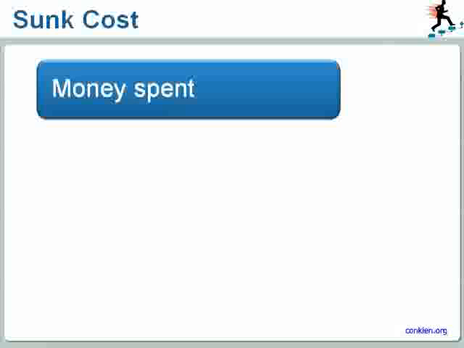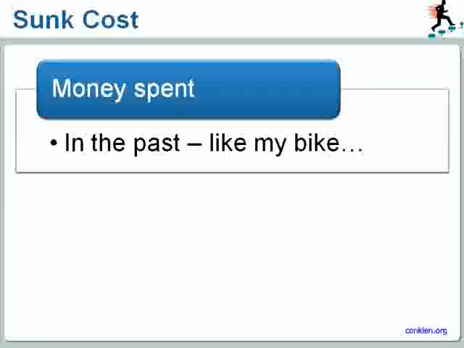We begin with sunk cost. Sunk cost is all the money that you have spent in the past. As an example, let's take my mountain bike. I bought it many years ago for around $1,100. Since then, I have needed to take it to the shop several times to get it fixed, and I guess that I have spent about $500 at least so far on getting this bike fixed up again and again.